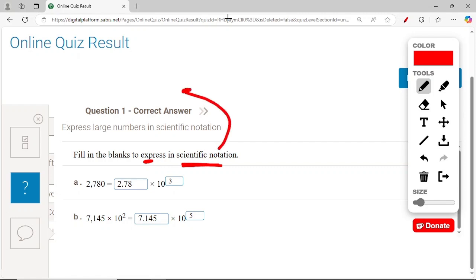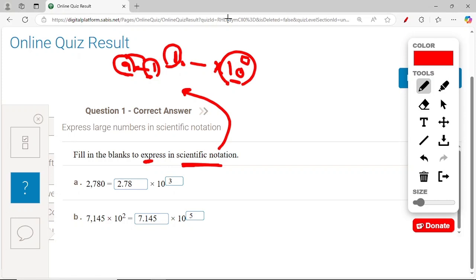Scientific notation, as we mentioned before, has to be in the form of a decimal. So we will have a whole number, for example 1, point numbers, multiplied by 10 to the power of a number. This number will be from 1 to 9, decimal point, then we will add the exponent here. So this will be the scientific notation.